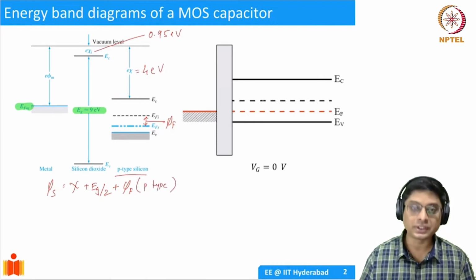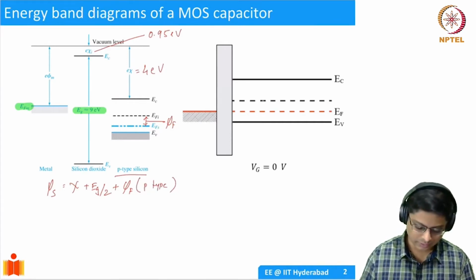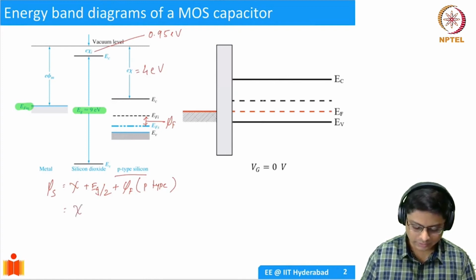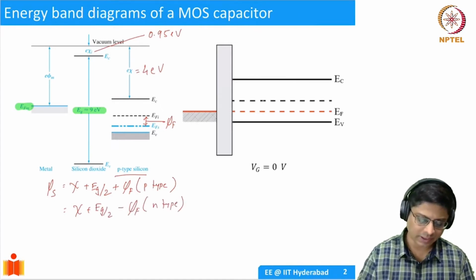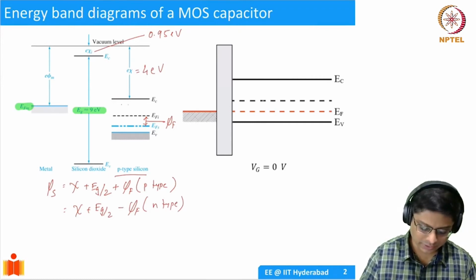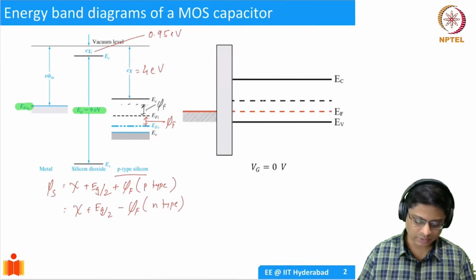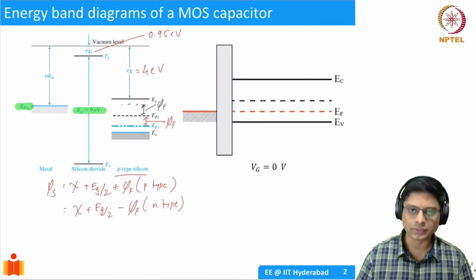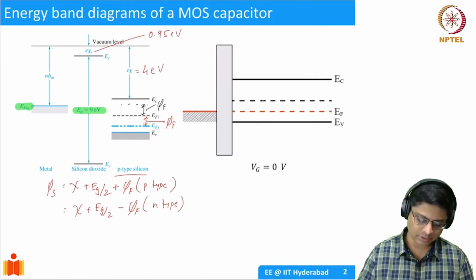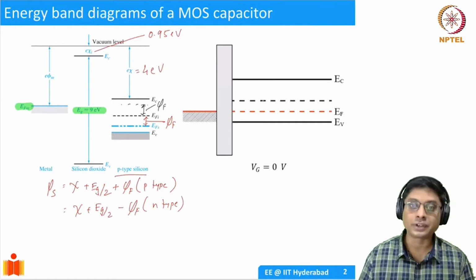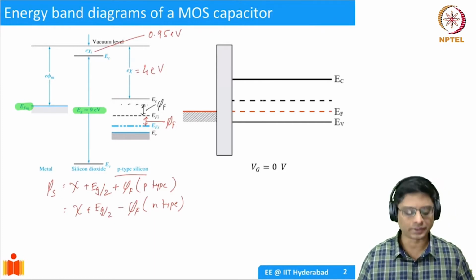If it was an n-type semiconductor, that means an NMOS device, this would be chi plus Eg by 2 minus phi f for an n-type, right? Because for an n-type semiconductor, the Fermi energy would be somewhere here, and this would be your phi f. So chi plus Eg by 2 minus phi f would give you the work function of the semiconductor.